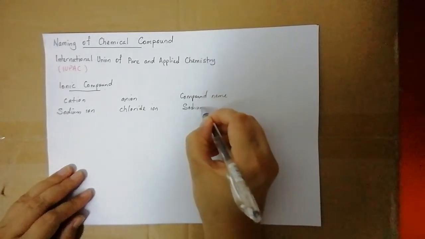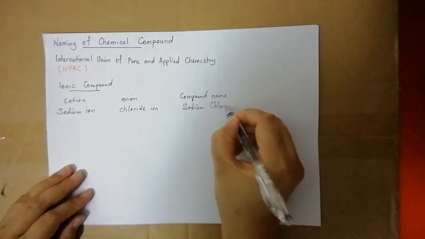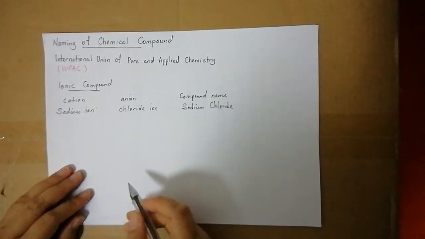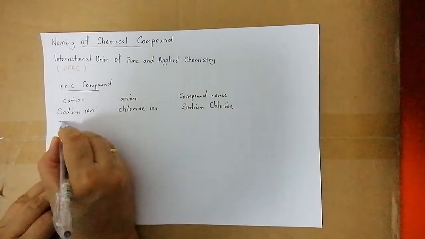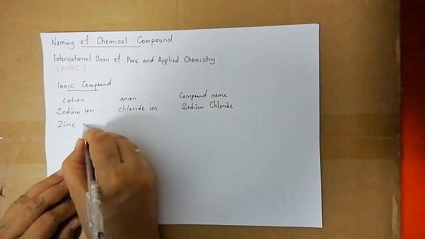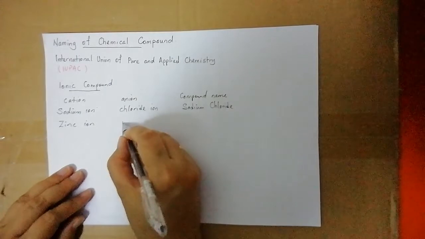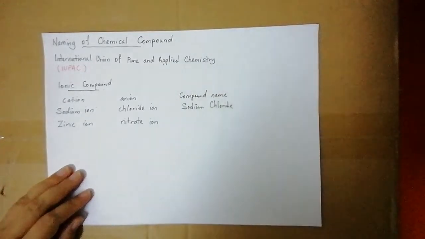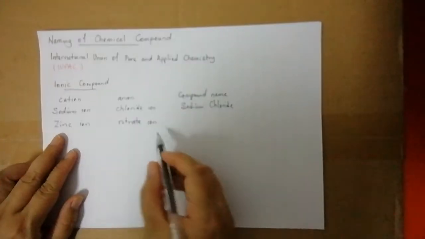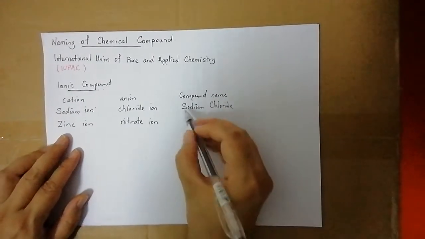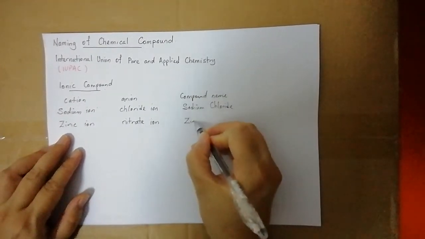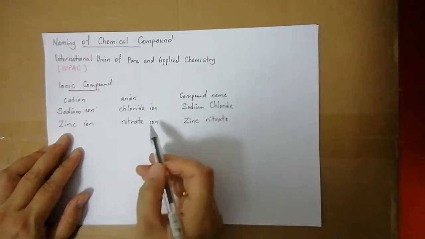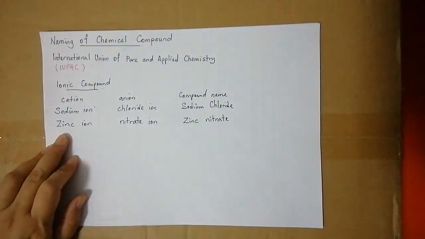sodium chloride. So I just take out the ion. For another example, let's say we have a zinc ion and a nitrate ion. The zinc ion will combine with the nitrate ion and we will form a compound named zinc nitrate. So again, we just take out the ion.